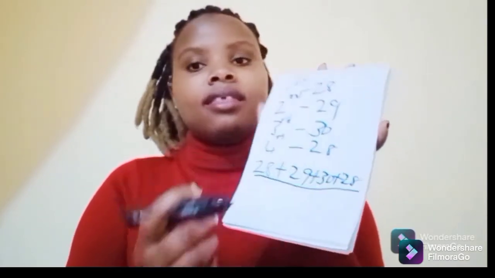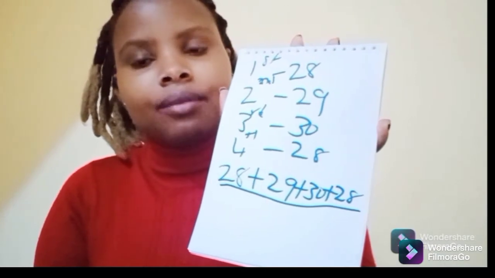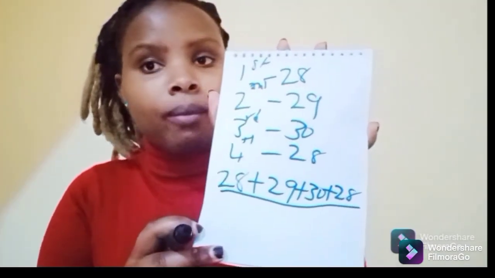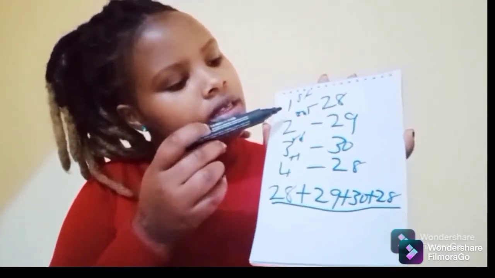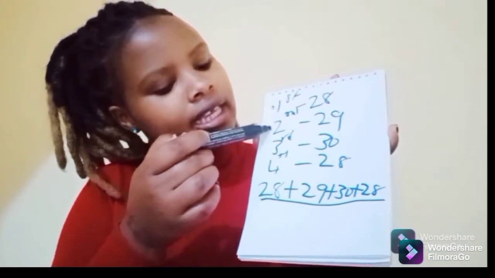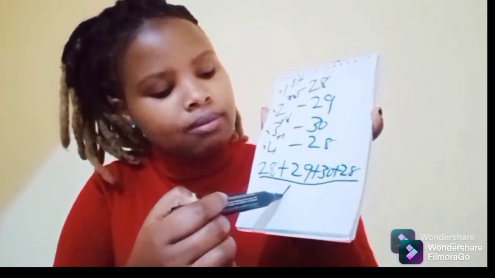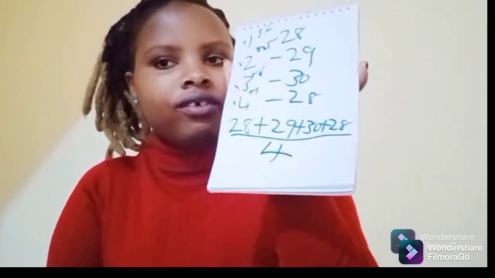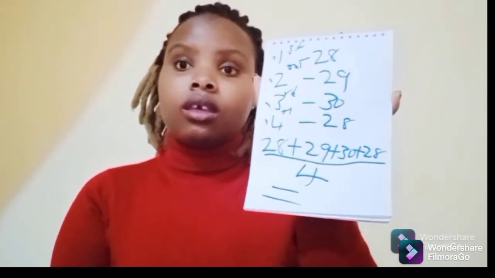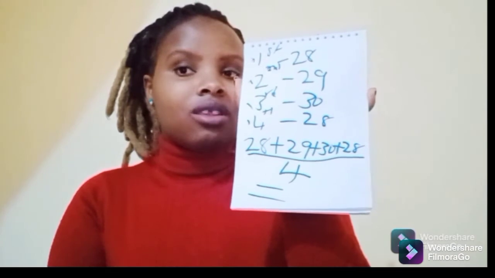Then you divide by the number of months that you have been monitoring. In this case, I monitored for 4 months: the first month, second, third, and fourth. So I will divide my days by 4. The answer that you get is the length of your menstrual cycle.